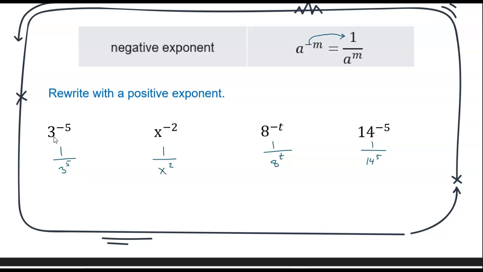So notice that either of these could be a number or a variable. This is a variable in the base, here's a variable in the exponent. They could both be numbers, but we treat them the same way. You can apply the rule regardless of whether it's a number or a variable.